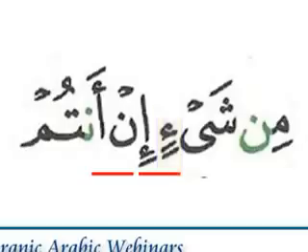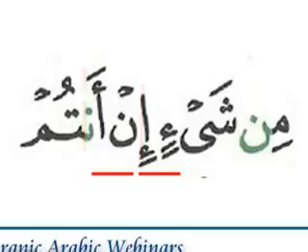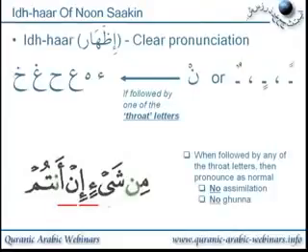We also have in the word in a Noon Saakin, and then we have the next word, which is antum, so after the Noon Saakin is also a hamza in the next word, so the Noon Saakin in the word in must be pronounced clearly and normally, so we just say shay'in, in, no changes there to how we would normally pronounce.